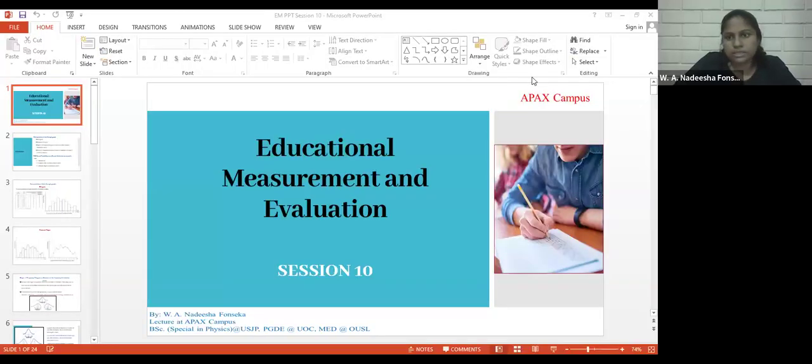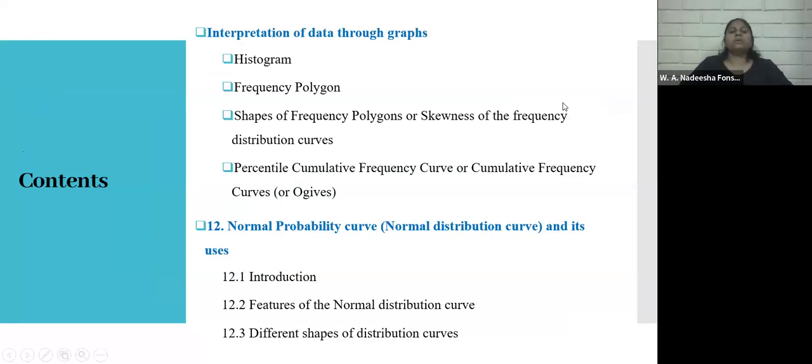So we discuss this part under session 10. We discussed the first part of this, that is histograms, frequency polygon, then frequency polygon and ogives, percentile cumulative frequency curve or OGIVE. So today we have to discuss, in short, very short, about the normal probability curve or normal distribution curve and its uses.